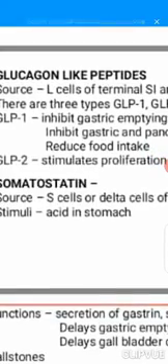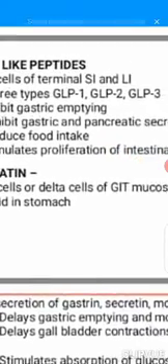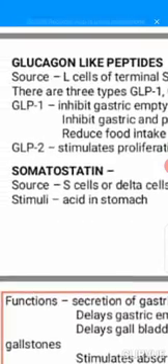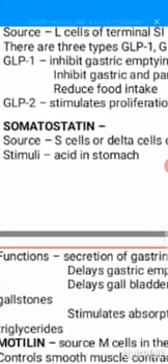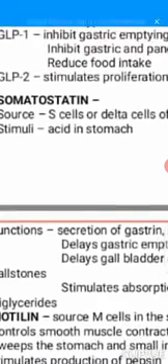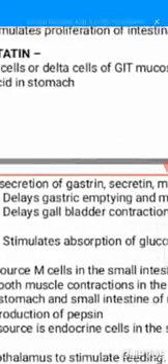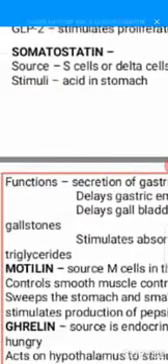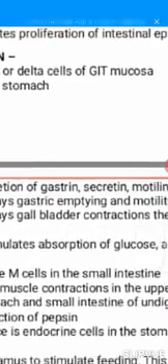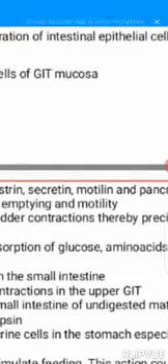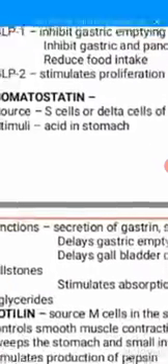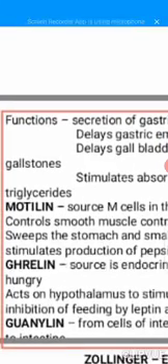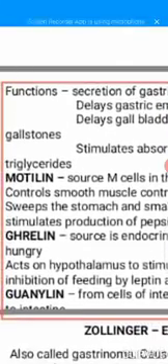Then the next one we should talk about is somatostatin, produced by S cells or delta cells of the GI mucosa. Note, their stimulus is still acid. What is their function? Their function is actually to inhibit secretion of gastrin. You understand? Why? So that we are still trying to protect the small intestine.